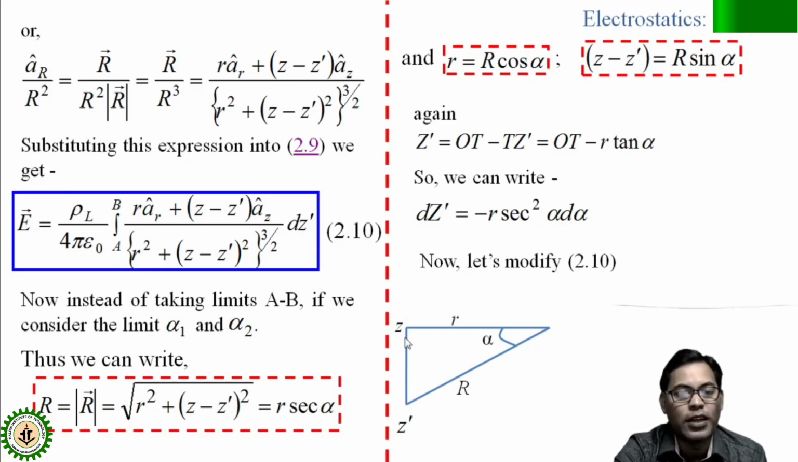So this TZ, that means this distance, divided by this small r, from that we will get tan alpha. From that what we are getting is Tz equals r tan alpha. So here Tz equals r tan alpha.